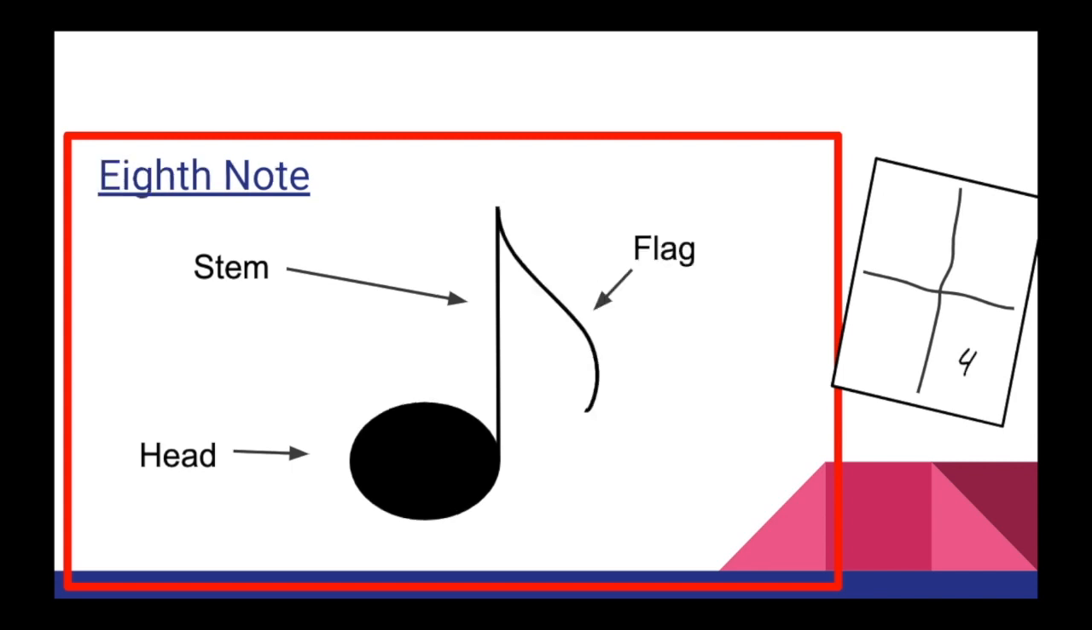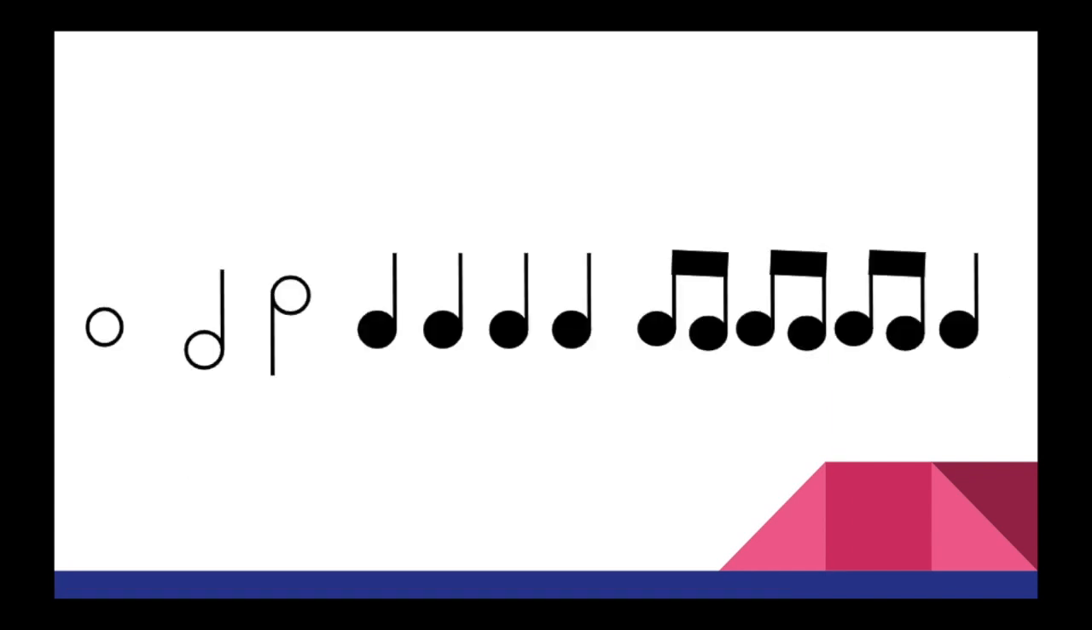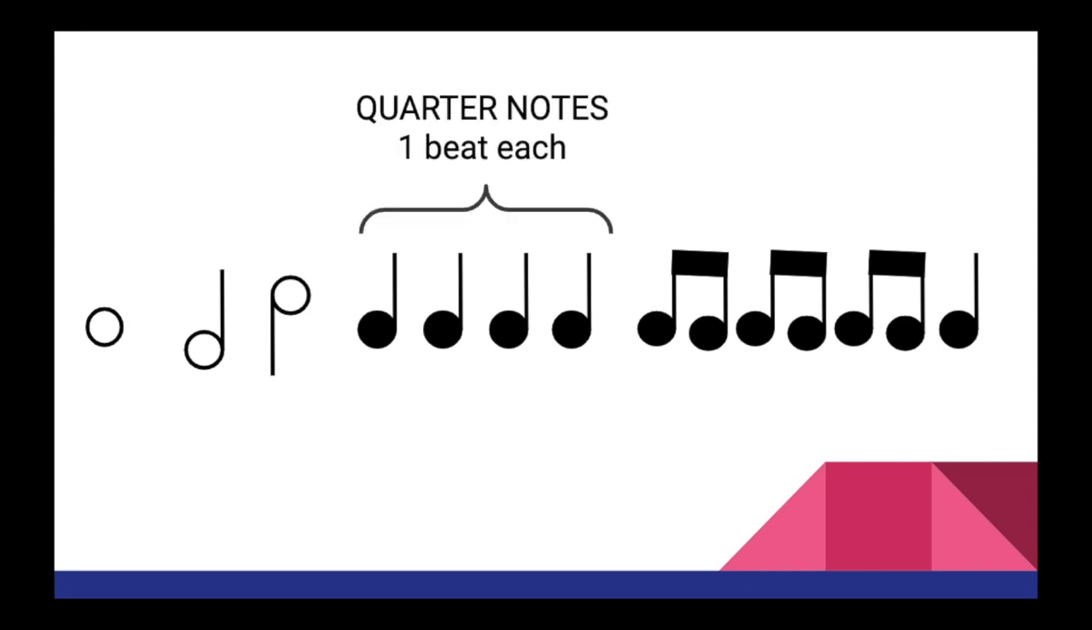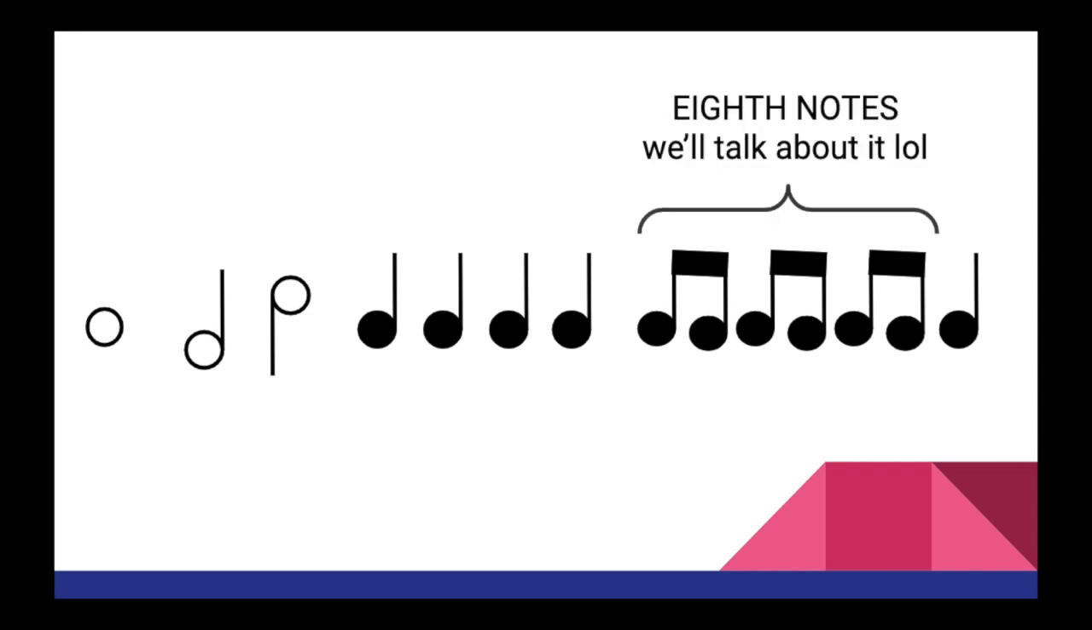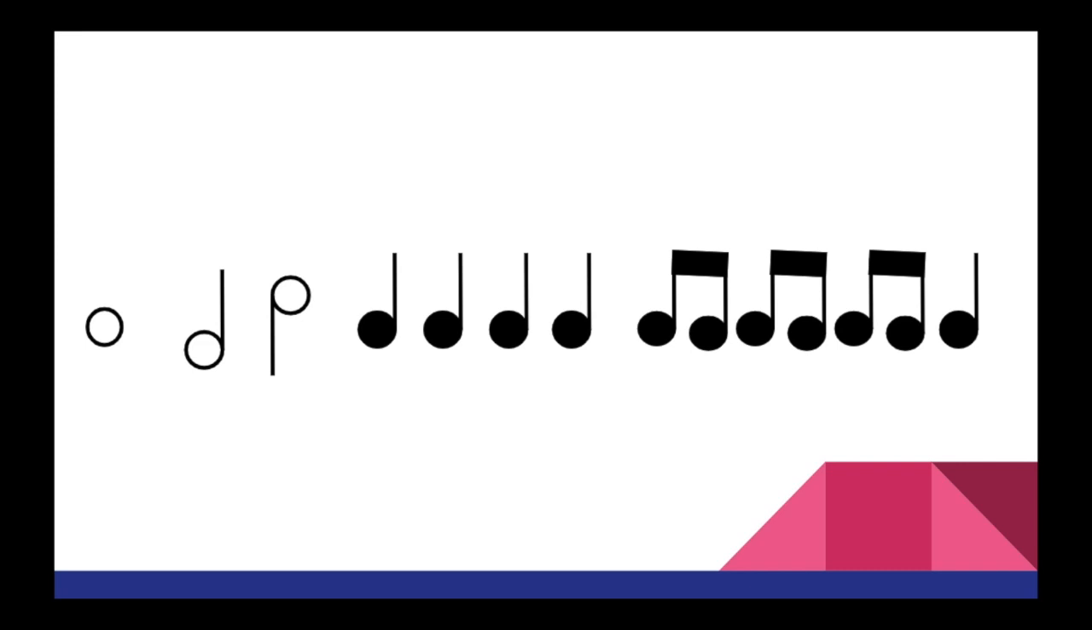And finally, the fourth quadrant, an eighth note. The duration, well, we're not quite ready for that yet. We will talk about it in future lessons. So here we have pictures of all the different types of notes, starting out with whole notes, which are 4 beats long, half notes, which are 2 beats long, quarter notes, and eighth notes, which we'll talk about in the future.